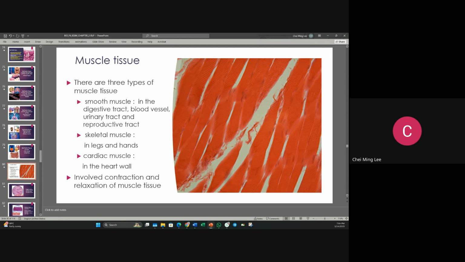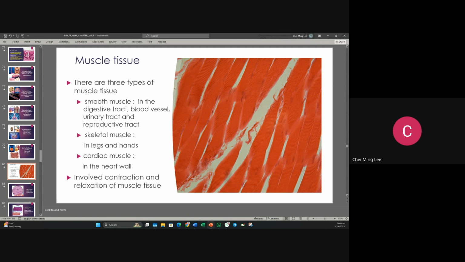Like the digestive tract. After you eat, can you control it? Cannot, right? It automatically will press. So this rhythmic press is due to the contraction and extension of the smooth muscle.